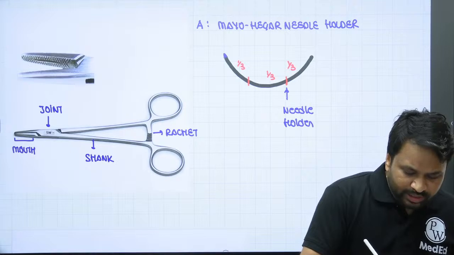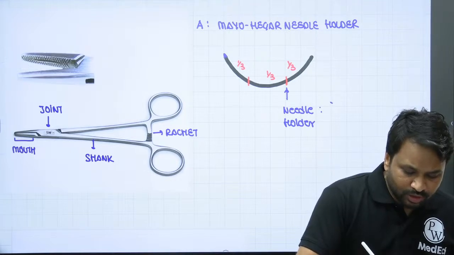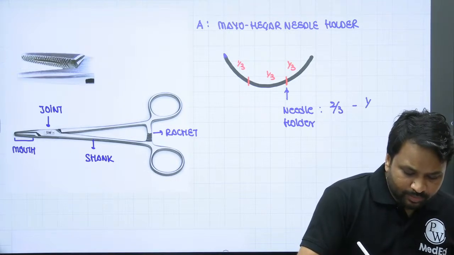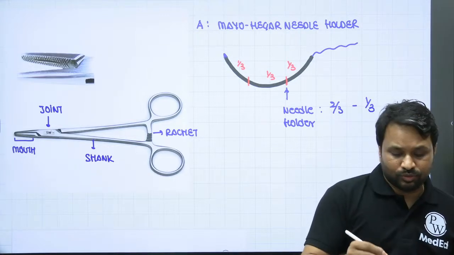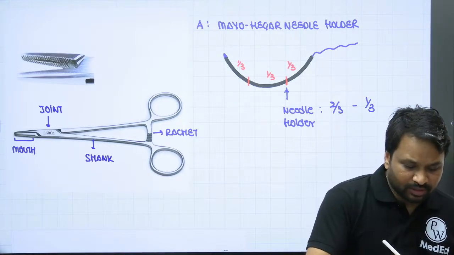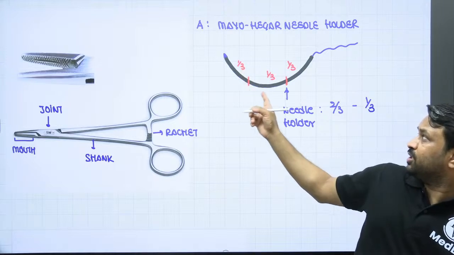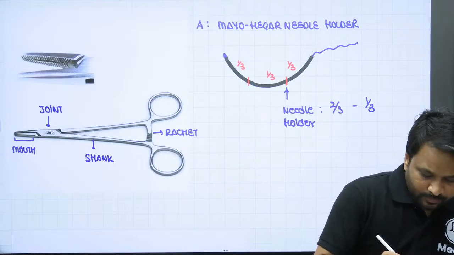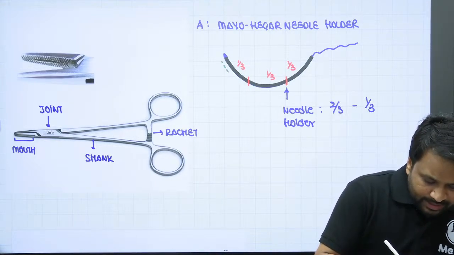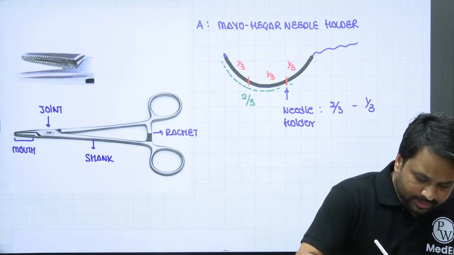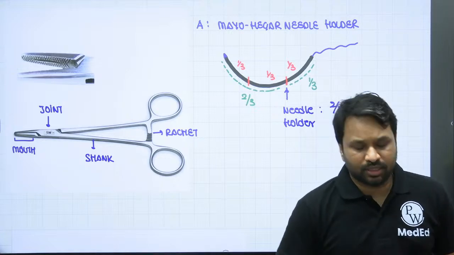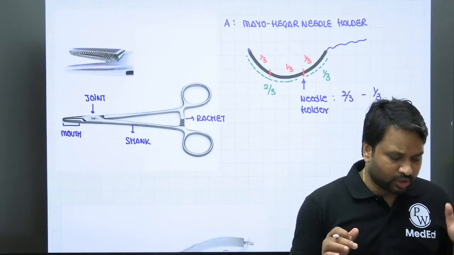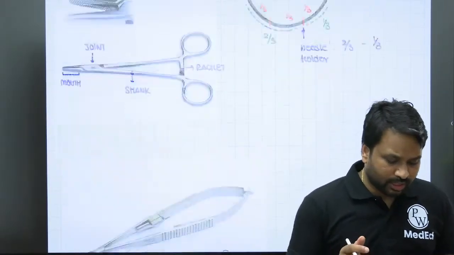So you hold the needle with the needle holder at the junction of the anterior 2/3 and the posterior 1/3. This is where the thread is going to be present, right? From the thread, it is going to leave 1/3, and the tip end is going to be 2/3. So this end of the needle is going to occupy the 2/3, and this end of the needle will occupy the 1/3. Okay. So this is where you're going to hold the needle. This is your needle holder, the Mayo-Hegar needle holder.